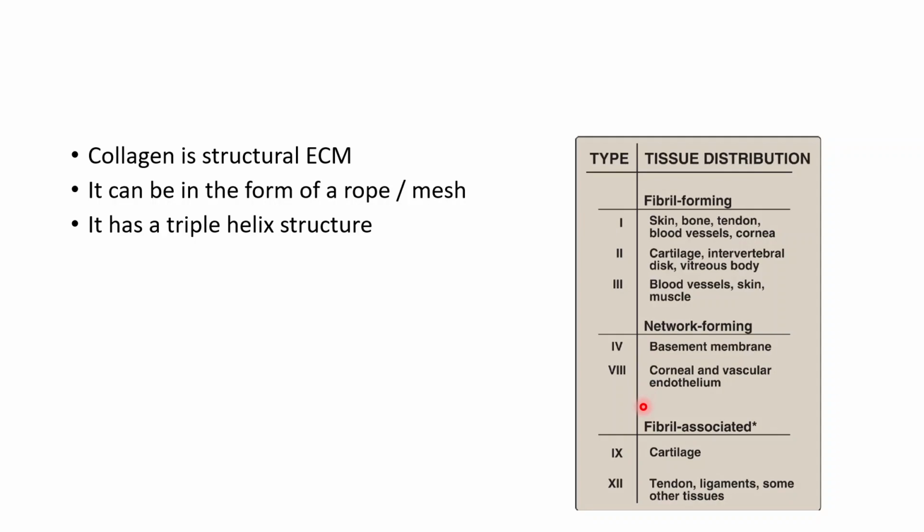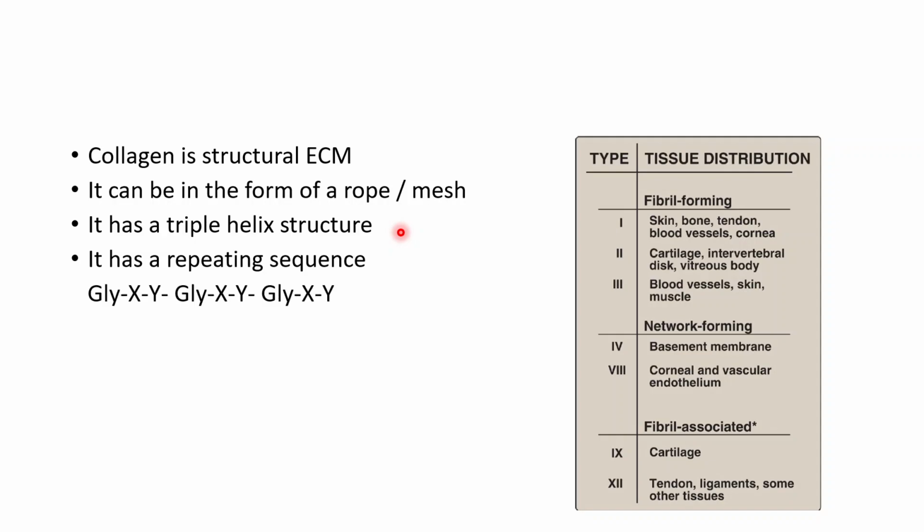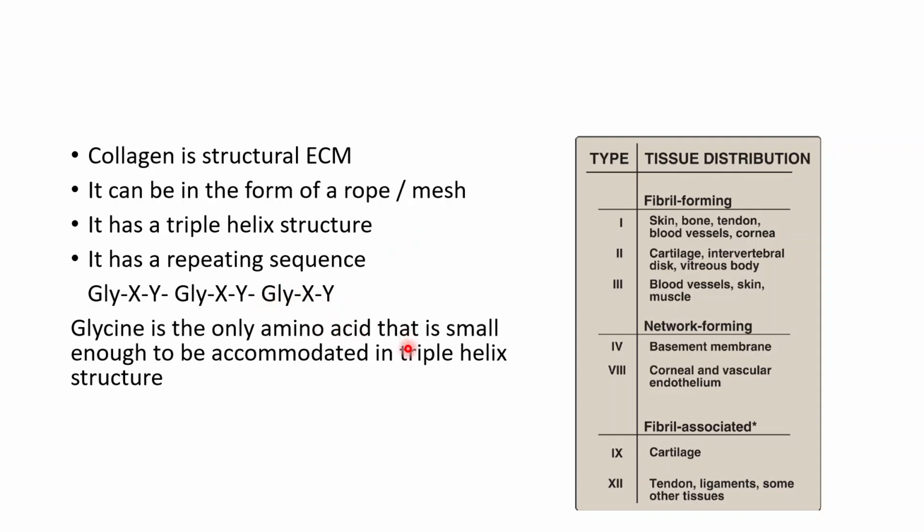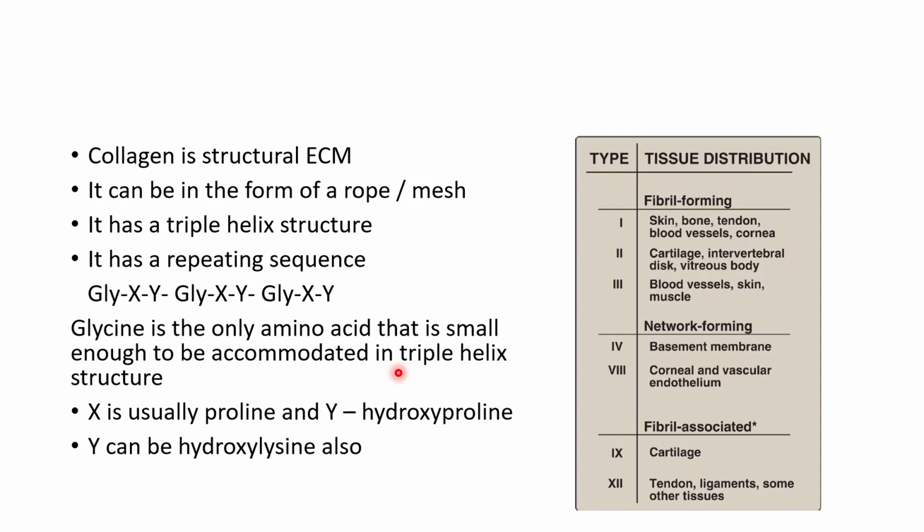If you look at the structure of collagen, it is a triple helical structure. It has a repeating sequence of glycine-X-Y, again glycine-X-Y, glycine-X-Y. Glycine is the only amino acid small enough to be accommodated in a triple helical structure. The X is usually proline and Y is hydroxyproline, or Y can also be hydroxylysine.